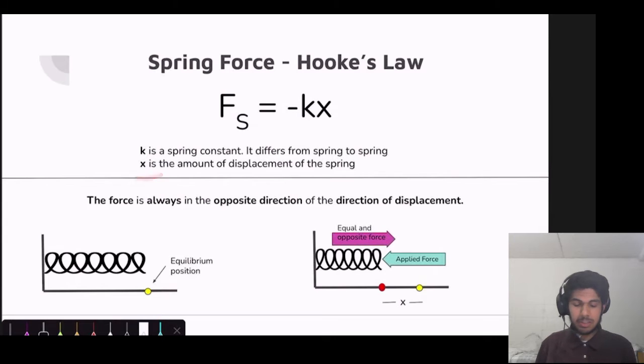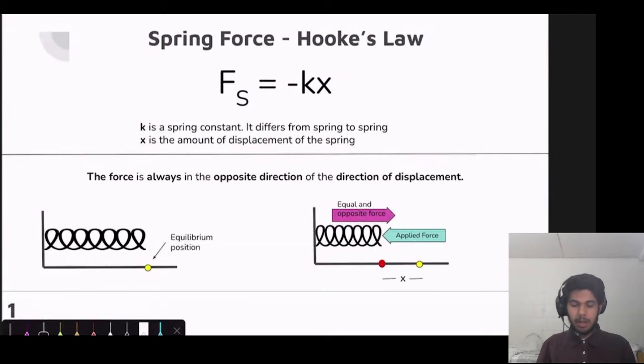x is the amount of displacement of the spring. All of these springs are in some sort of equilibrium position, which is the place that they're happy at. That's just the natural state of the spring. However, when we compress it or expand it, the spring changes from equilibrium position, and we want to measure that displacement from equilibrium position, and that's x. So let's look at the diagram down here.